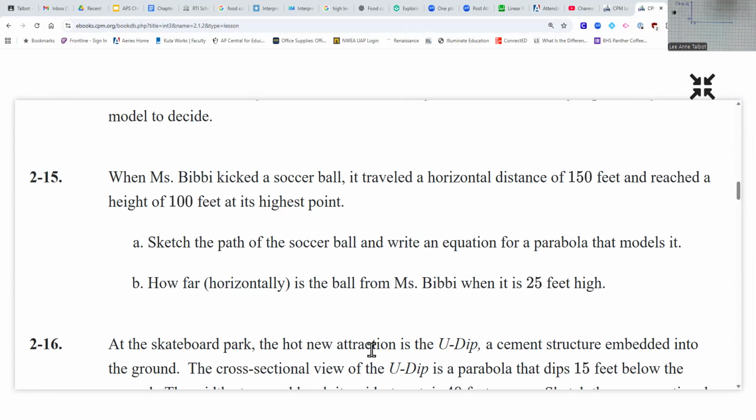Okay. Then find the vertex. If she takes it from 0, 0, it's gonna land at 150. So where is it gonna be its highest? 75. Great job. Okay. Can you see it? Yeah. Okay, now plug in the point and the vertex and solve for A. Talk to each other.